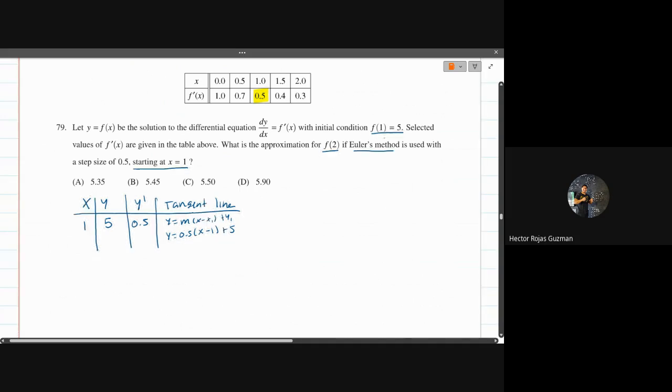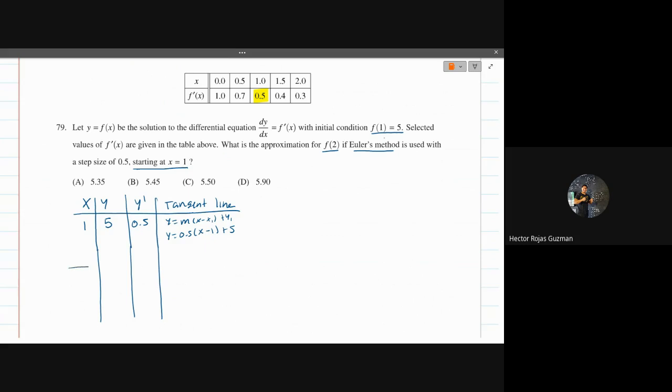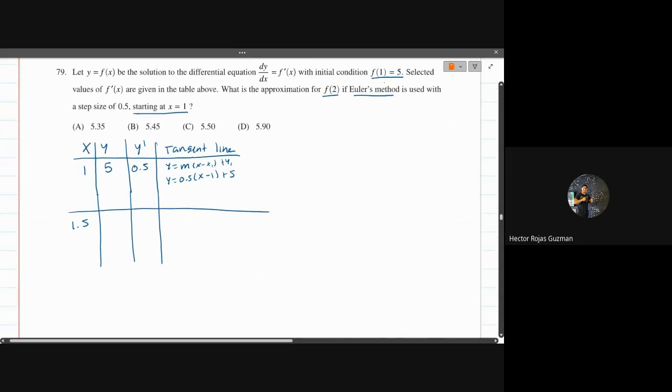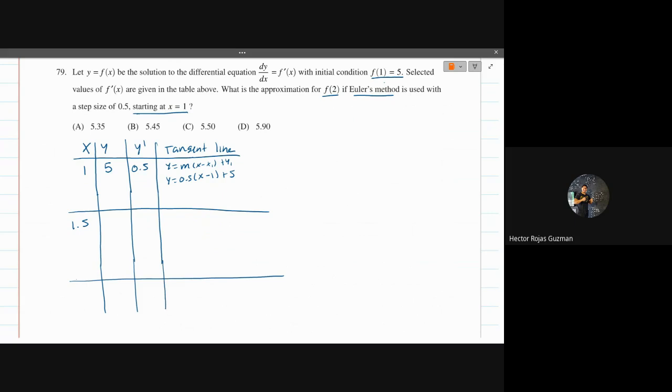Because when you do Euler's method, we're kind of taking little steps. Here, I'm going to make a table right here. From 1, we're going to go to 1.5. And from 1.5, we're going to go to 2. So if I want to get the y value at 1.5, I have to use the tangent line that I used at x equals 1. So y equals 0.5 times 1.5 minus 1 plus 5. y equals 0.5 times 0.5 plus 5, which is 0.25 plus 5, which is 5.25.